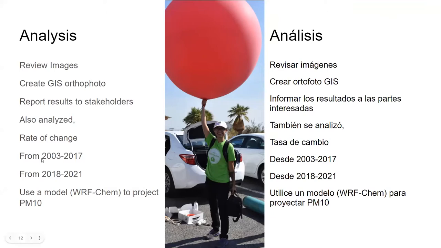And then what you're able to do is look at the rate of change over time. We weren't measuring this from 2003 to 2017, but we did go from 2018 on. So we're able to show the difference in the reduction of the Salton Sea between these two time points. The first one, 2003 to 2017, we're able to show from satellite imagery, and the second one from our actual balloon mapping. And then we met with a UCR professor, Will Porter, who helped us with a weather model to predict PM10 from all of that land. And I'll show you that a little bit as well.